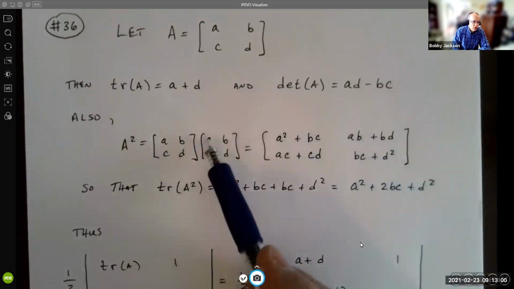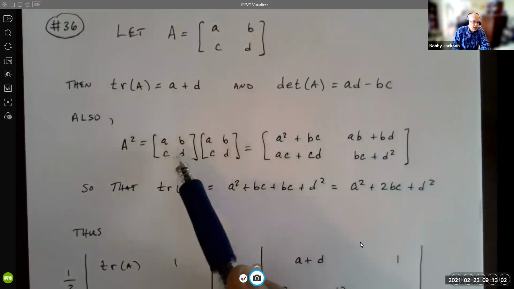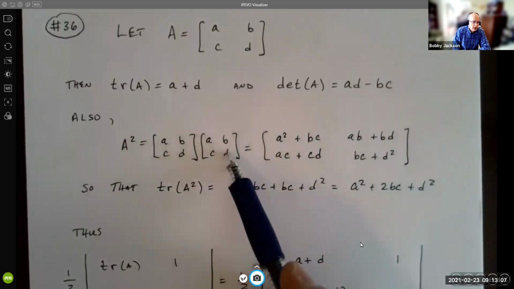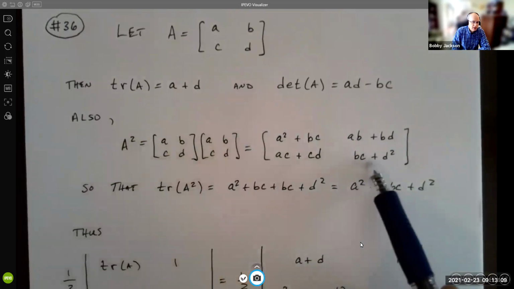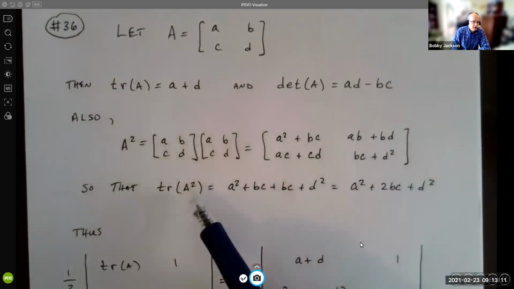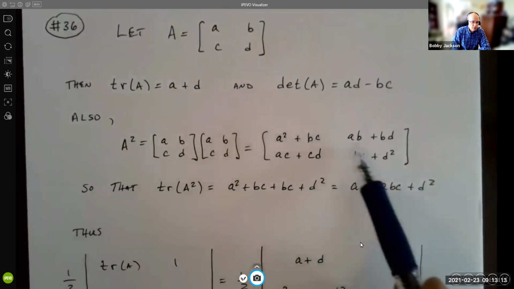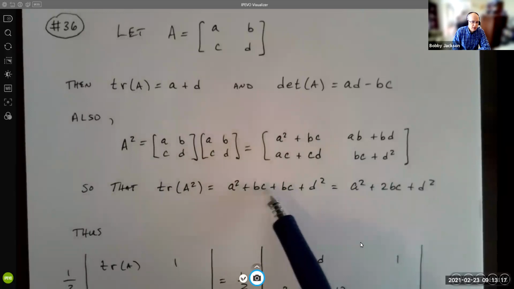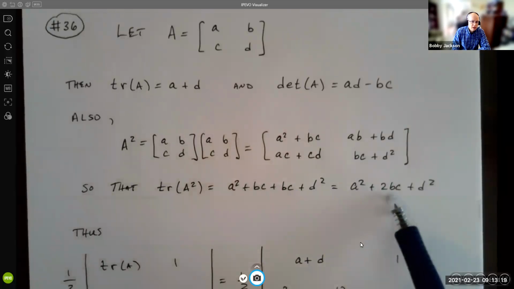Second row, first column gives me this entry, and for the second row, C D, times the second column, B D, again a dot product, I get BC plus D squared. So the trace of A squared is going to be this entry plus this entry, the main diagonal entries, which is this, and the BCs I can combine to 2BC.